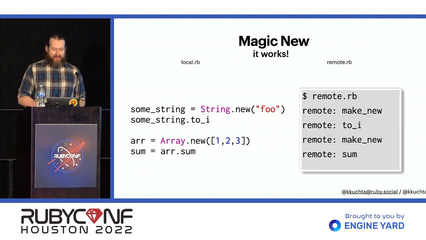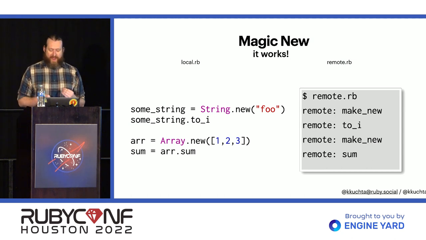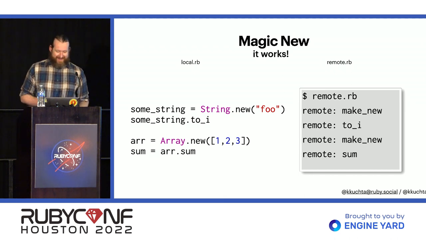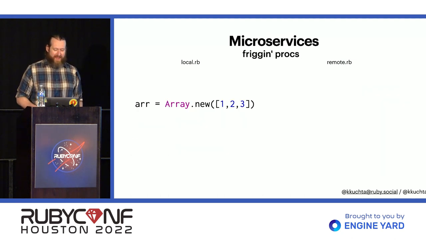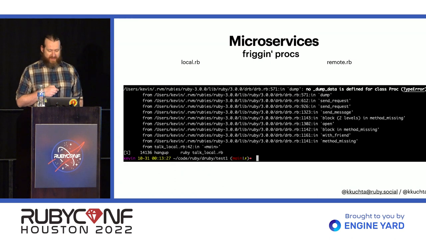Same with this array. And calling to_i will run on the remote server, calling sum will run on the remote server. Look at this array, it's a thing of beauty. I've always thought that the only thing better than a Ruby array would be a Ruby array where every method call involves a network round trip. So all right, I can create an array and it works fine. I can call any random method I want. Not that one. That one causes an error.